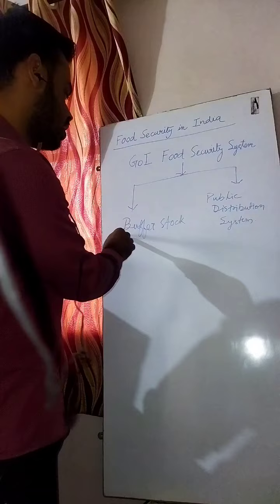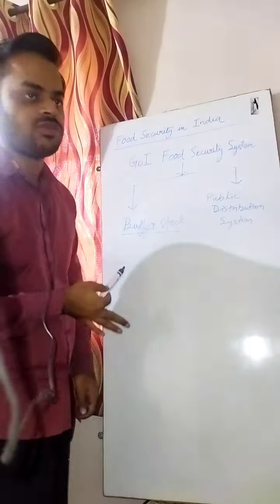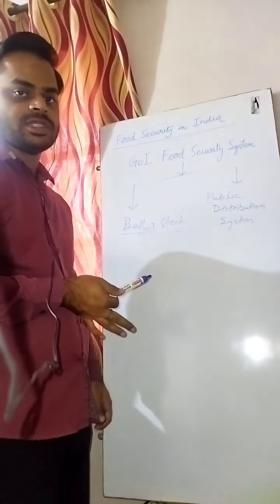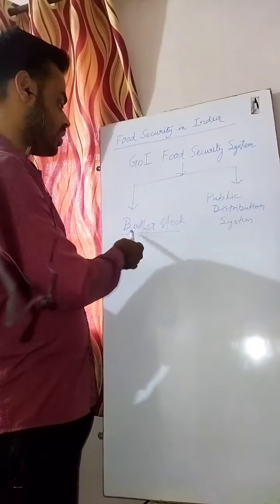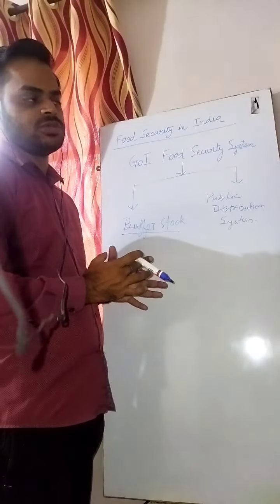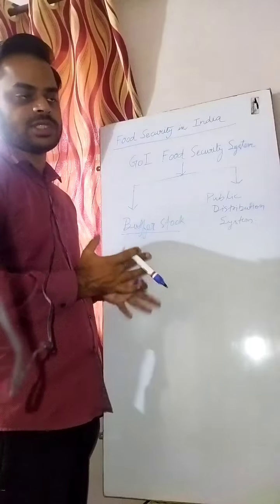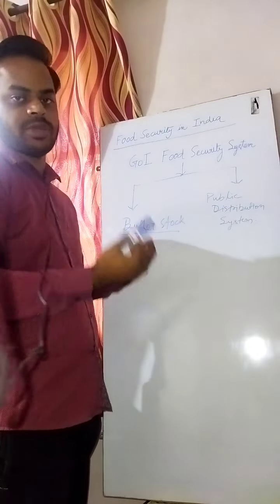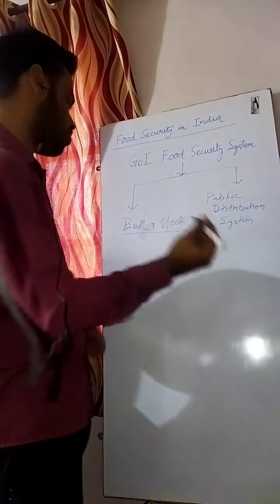What is the buffer stock? It is a stock of food grains which can be used at a later time when situations are worse. Basically it is an estimated stock of food grains which can be used at a later time, for example at the time of natural calamities like earthquake, flood, tsunami, for the people of the country.